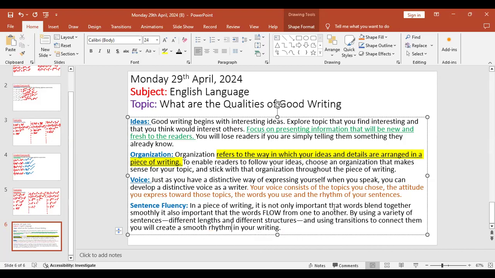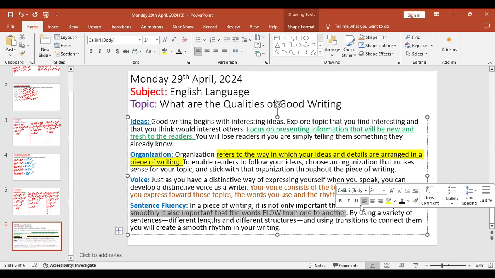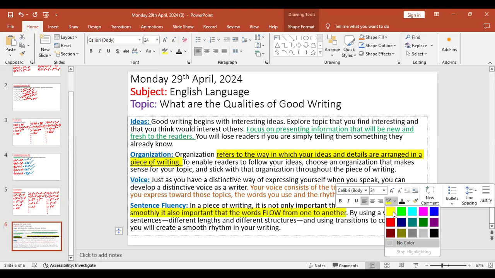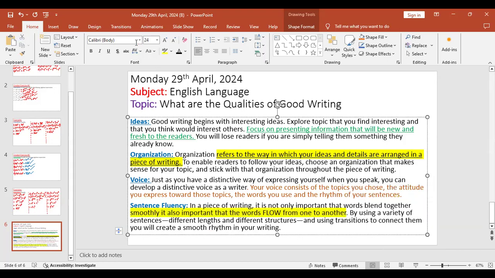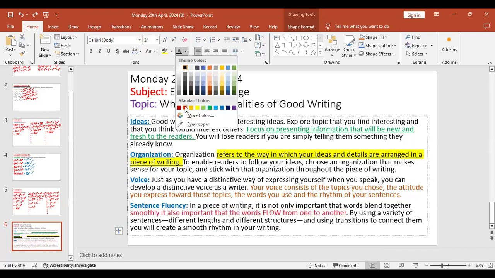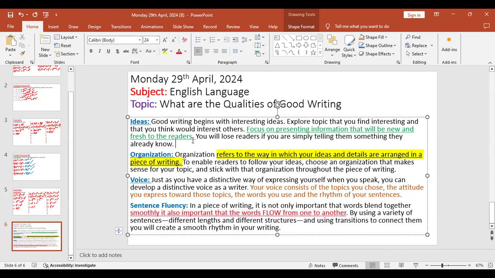So not only is it important that words blend together smoothly, it's also important that the flow is there. So you want to make sure that it flows properly from one sentence to another, all right? So make sure that you have good sentence flow. Just put this in red, underline it.